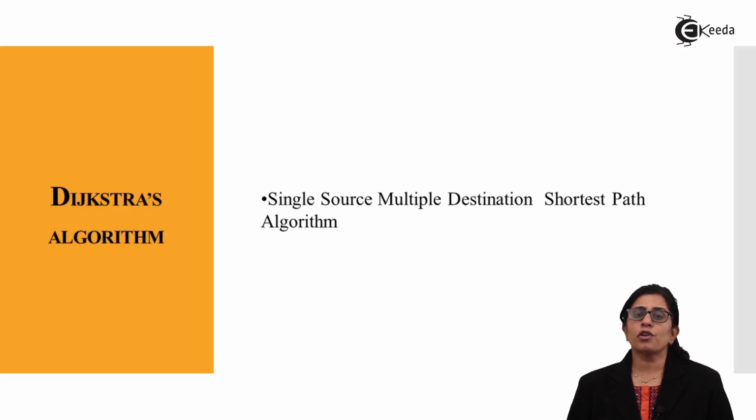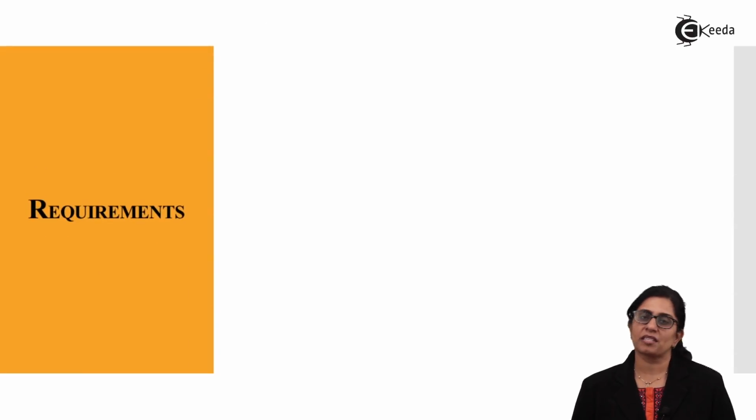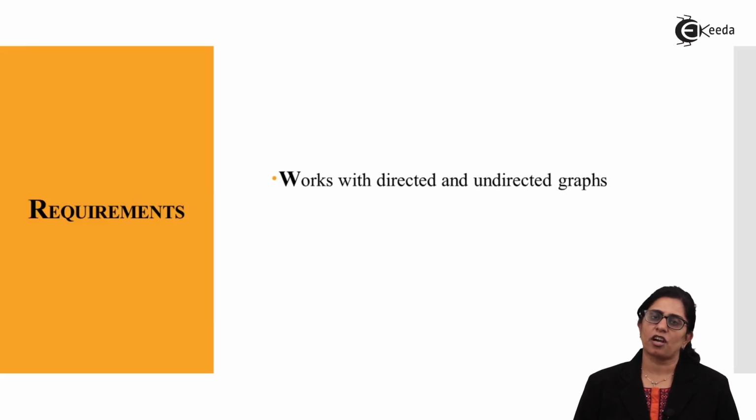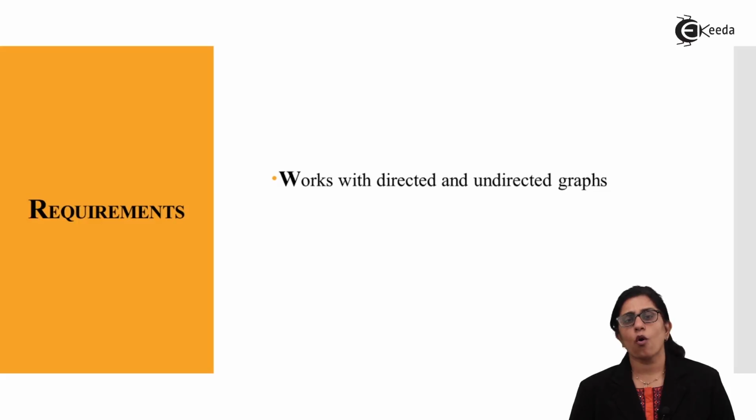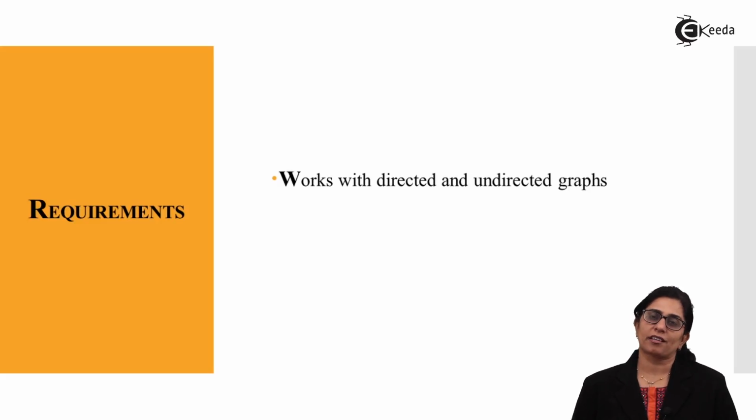It is usually used for solving any graph problem where we need to find the minimum distance travelled from source to the destination. Now, what are the requirements of the Dijkstra algorithm? Let's see that. The first and the basic requirement of a Dijkstra algorithm is it works on a directed as well as undirected graph, but gives an optimal solution for a directed graph.